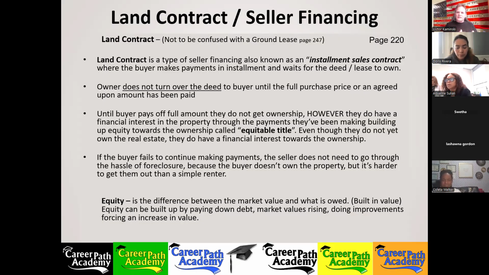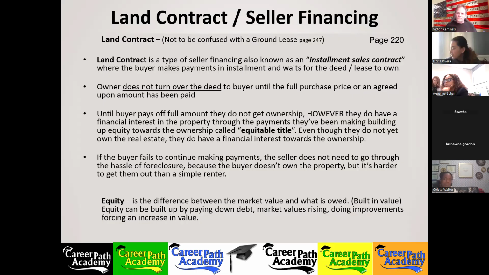The owner does not give you the deed to the property until you've paid off the full amount owed or some other agreed upon amount. And then at which time you get the mortgage loan to pay off the other balance. So an owner does not turn over the deed to the buyer until they've paid off that full amount owed. Okay, so this is a type of seller financing.